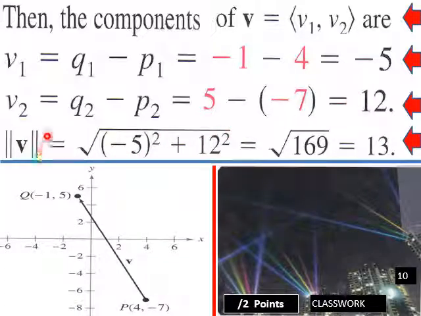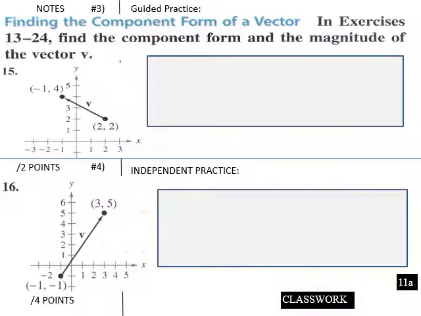So our magnitude here will be determined by the radical of -5 squared plus 12 squared, where these values are taken from up here, v1, v2. We square them underneath the radical, and then we come up with radical 169, which equals 13. So there is our magnitude of this vector.